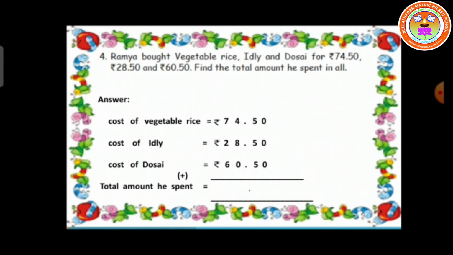The total amount he spent: 0 plus 0 plus 0, 0. 5 plus 5 is 10, 10 plus 5 is 15. Then 1 in the carryover. 4 plus 1, 5, 5 plus 8 is 13, 13 plus 0, 13. So 1 in the carryover, 3 in the down. 7 plus 1 is 8, 8 plus 2 is 10, 10 plus 6 is 16. So total amount Ramya spent is 163 rupees 50 paise.